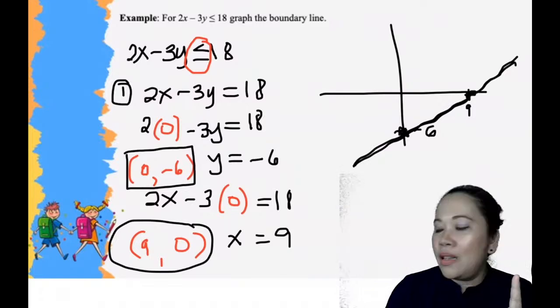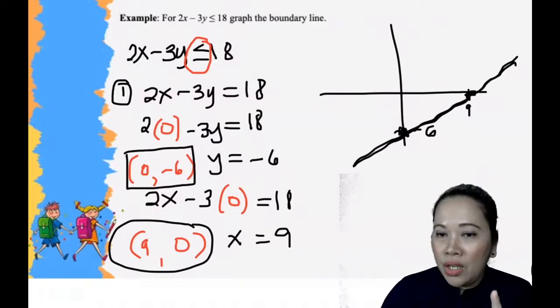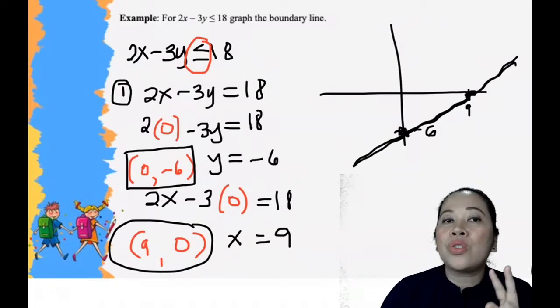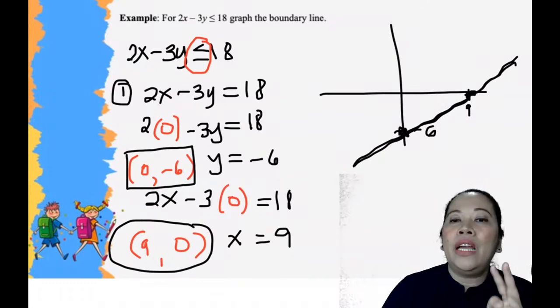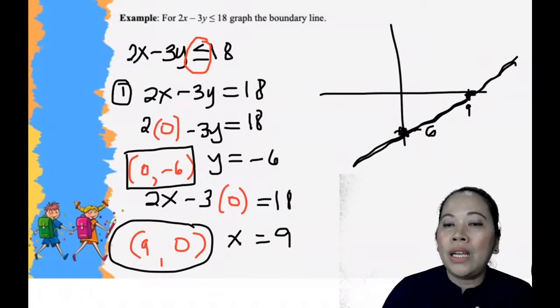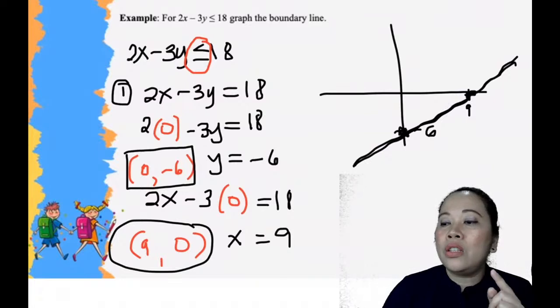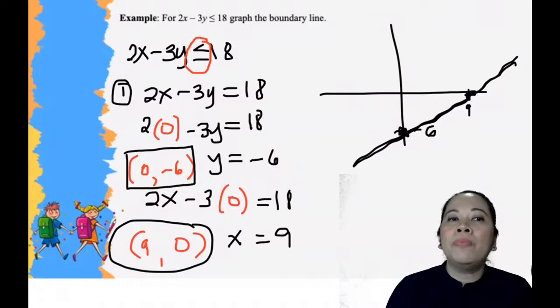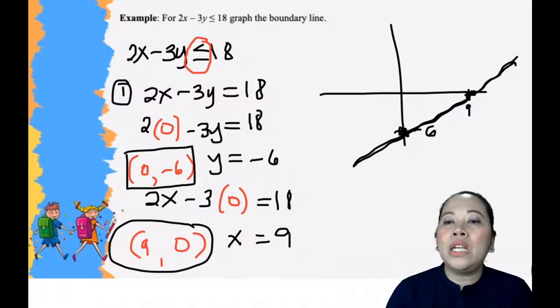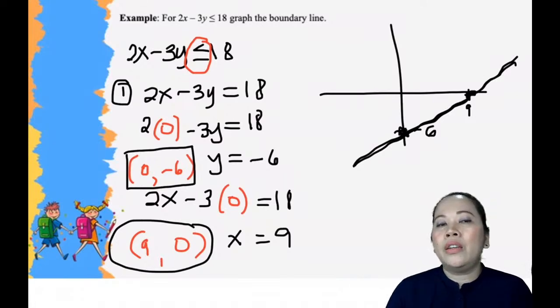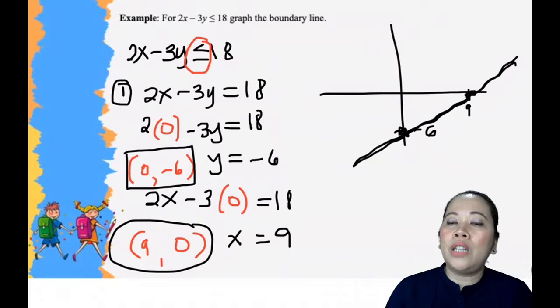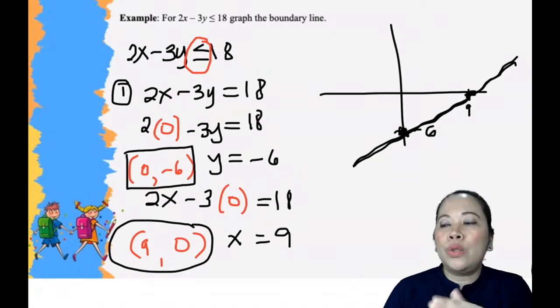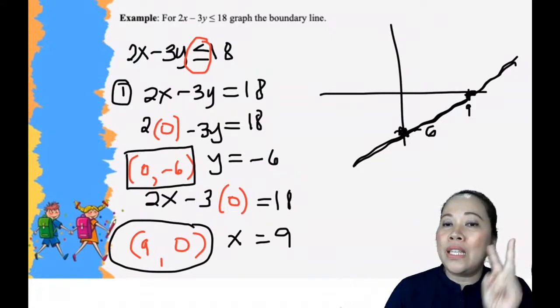So the first step is find the equation of the line. The second step is to sketch the line or to graph it. Then you have to identify whether it's a solid or broken line, or dotted line. How would you know? You look at the inequality given. If the inequality is using greater than or equal, less than or equal, then it's a solid line. But if it's using greater than or less than only, then it's a dotted line. For this case, 2x minus 3y is less than or equal to, so it's a solid line. All right, that's the second step.